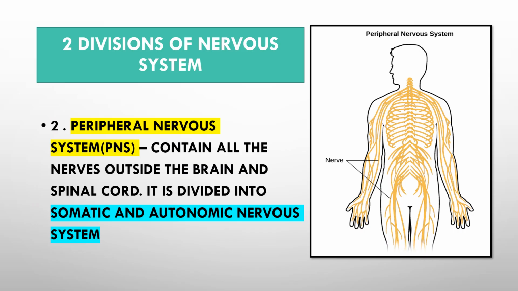The second division of the nervous system is the peripheral nervous system, or the PNS. It contains all the nerves, as you can see in the picture, outside the brain and spinal cord. It is also divided into two divisions, the somatic and autonomic nervous system.